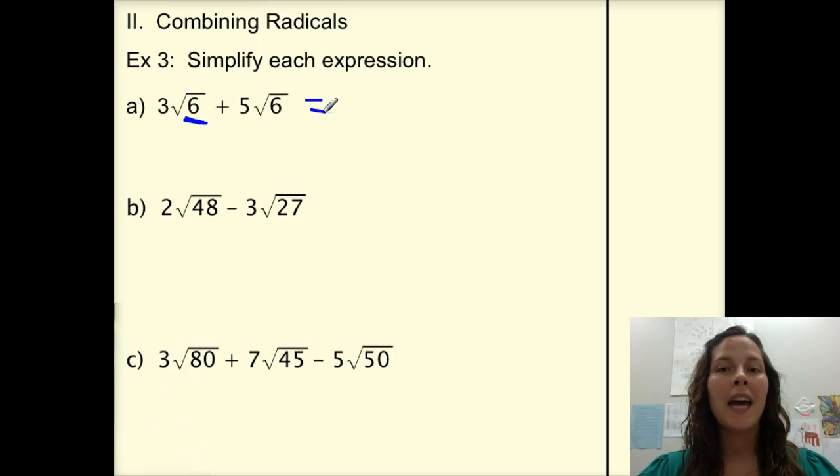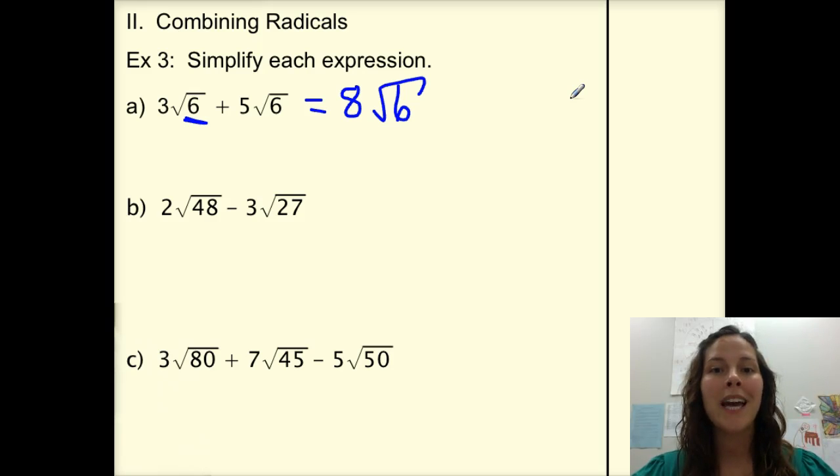So we simply add the number on the outside. Do not add the value under the radical. Do not add the radicands together. Just add the coefficients of them. You can kind of think of the radicals like variables. If you had 3x plus 5x, it would be 8x. It's not 8 times 2x. You don't add the x's together, so don't add the radicals either.